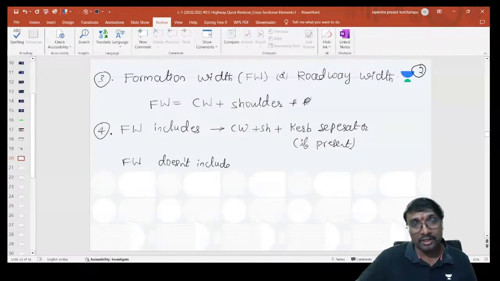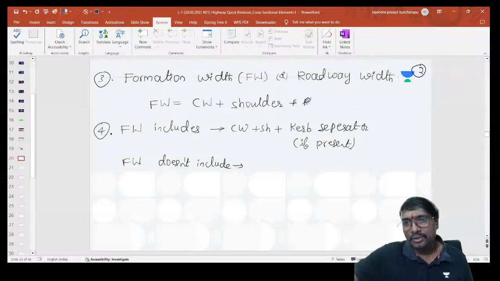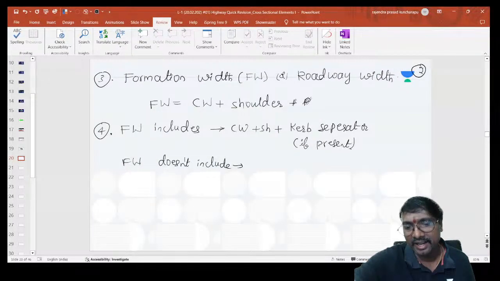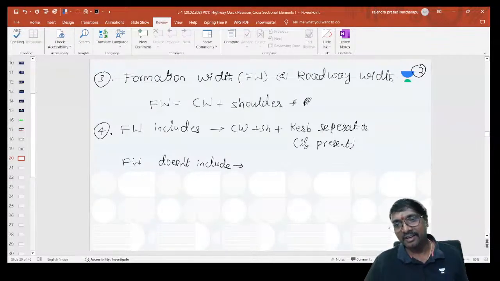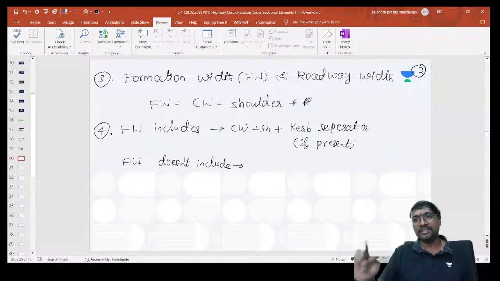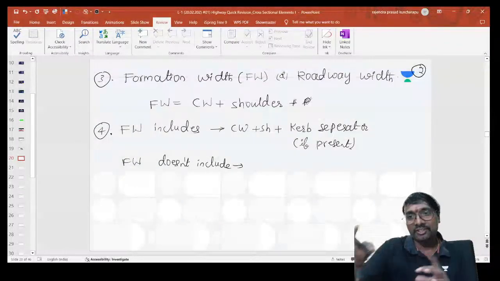Formation width does not include which one? Yeah, Divyaji, you just press live. You just click on the screen and there is a live word. You just click on that, right? You are lagging very much, Divyaji. Okay, just click on this live, right? You are very much behind.